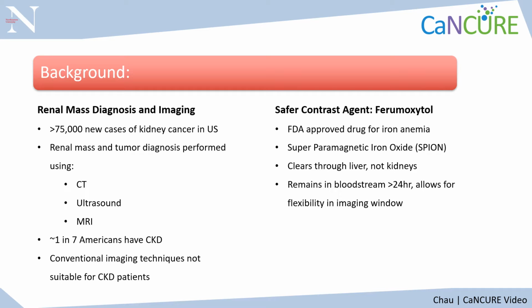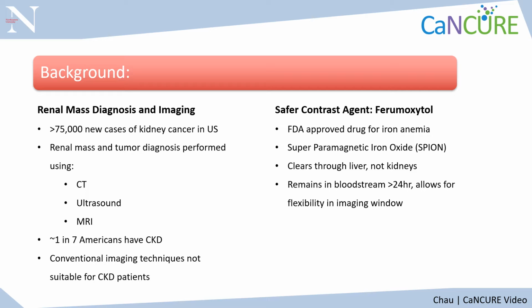Just for some quick background, there are over 75,000 new cases of kidney cancer every year in the US. Most of these cases are diagnosed using either CT, ultrasound, or MRI. However, about 1 in 7 Americans have chronic kidney disease, or CKD, and CKD patients cannot receive CT due to its high radiation, or conventional MRI, since conventional contrast agents can be toxic to those with impaired kidney function. Ultrasound, as a side note, is oftentimes not high enough resolution to detect small kidney tumors.